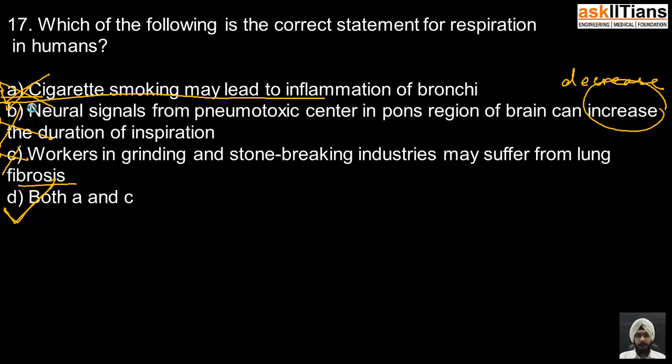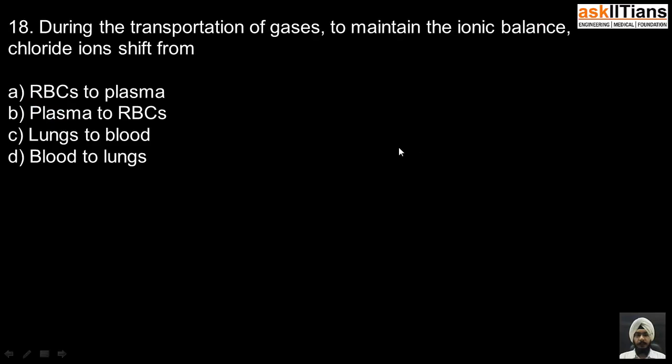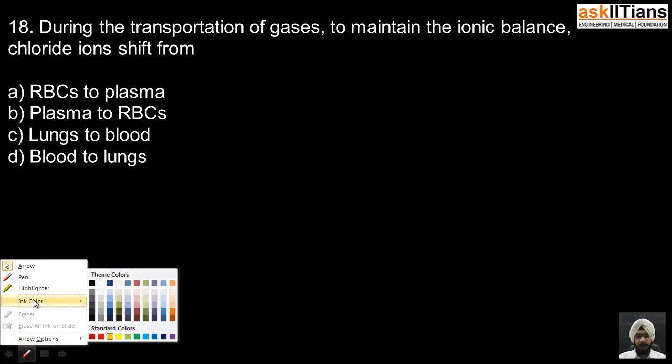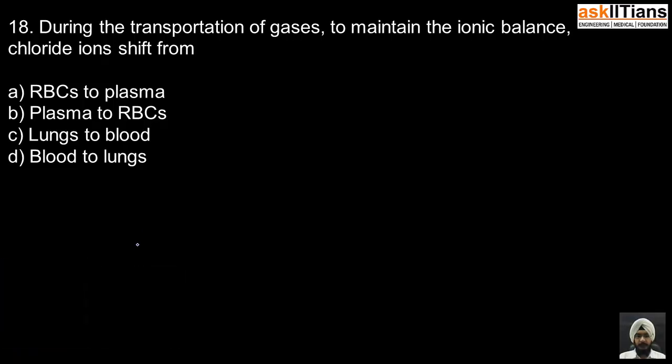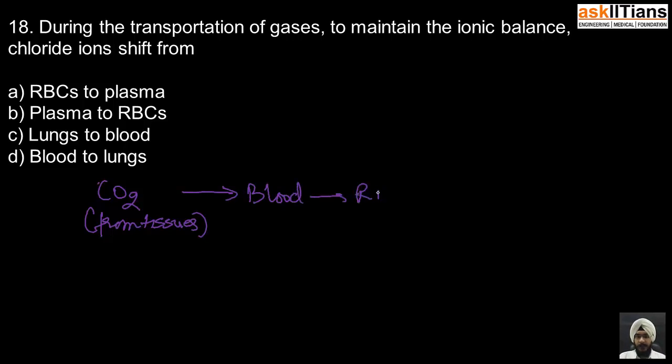Let's go to the next question, which says during the transportation of gases, to maintain the ionic balance, chloride ions shift from. So in this case, what is happening is, during the gaseous exchange, especially when the carbon dioxide is being carried out, the carbon dioxide from tissues moves into the blood and it goes into the RBCs.